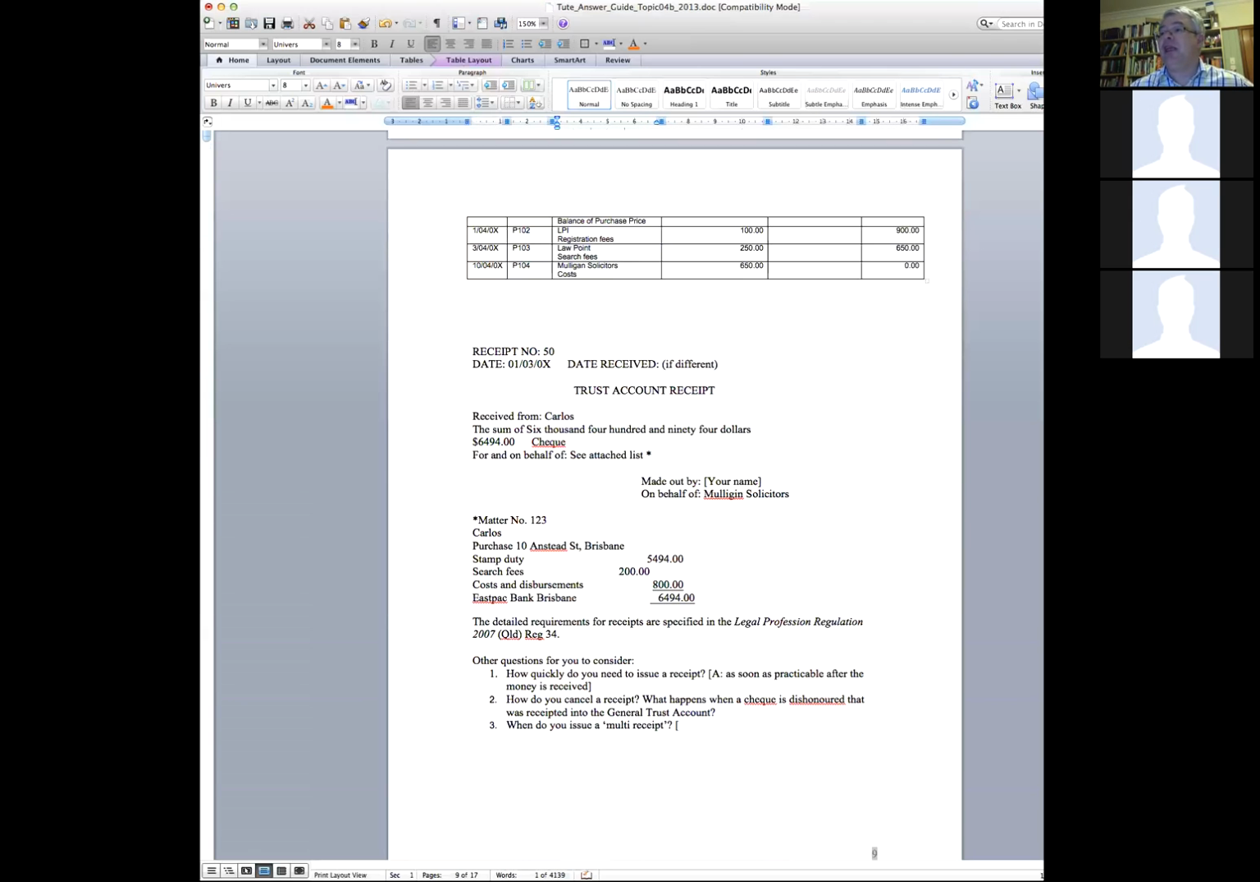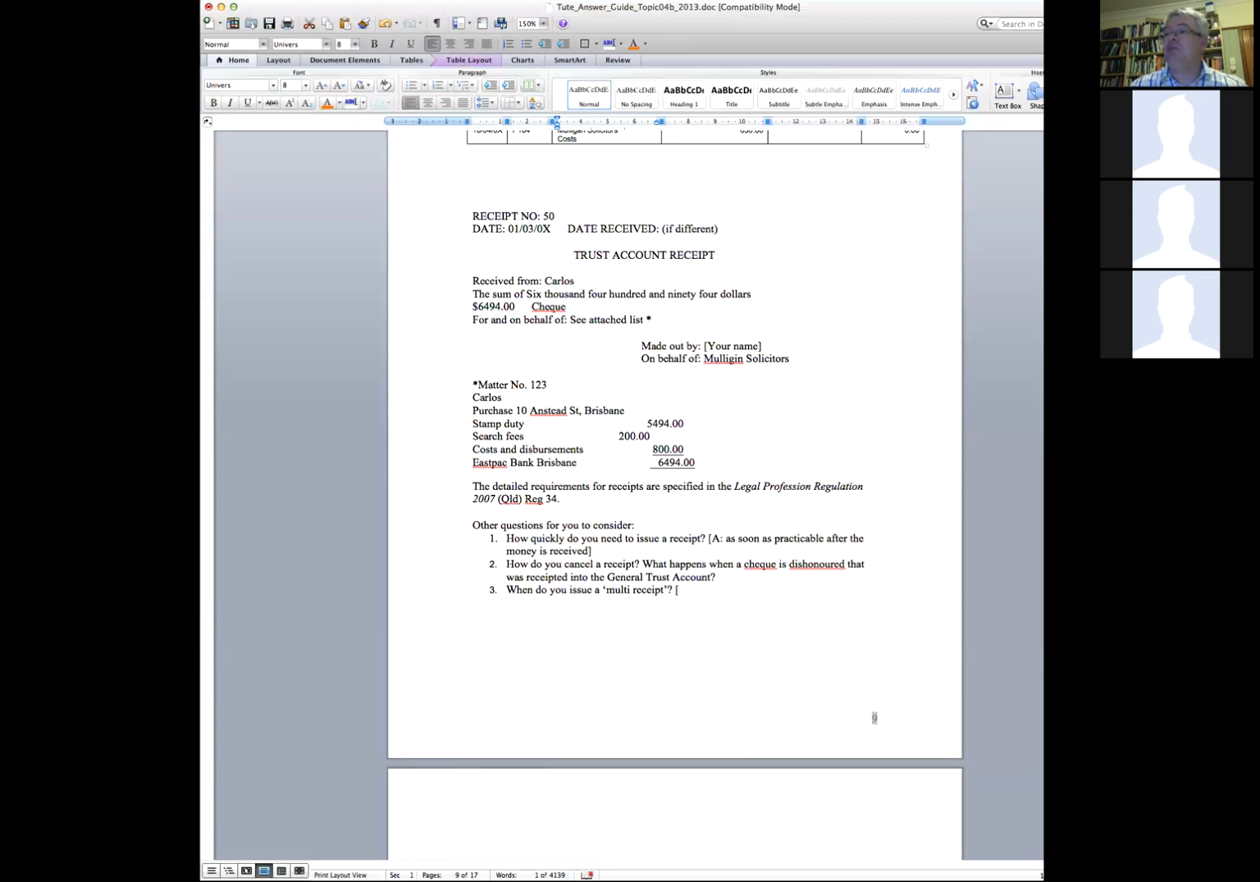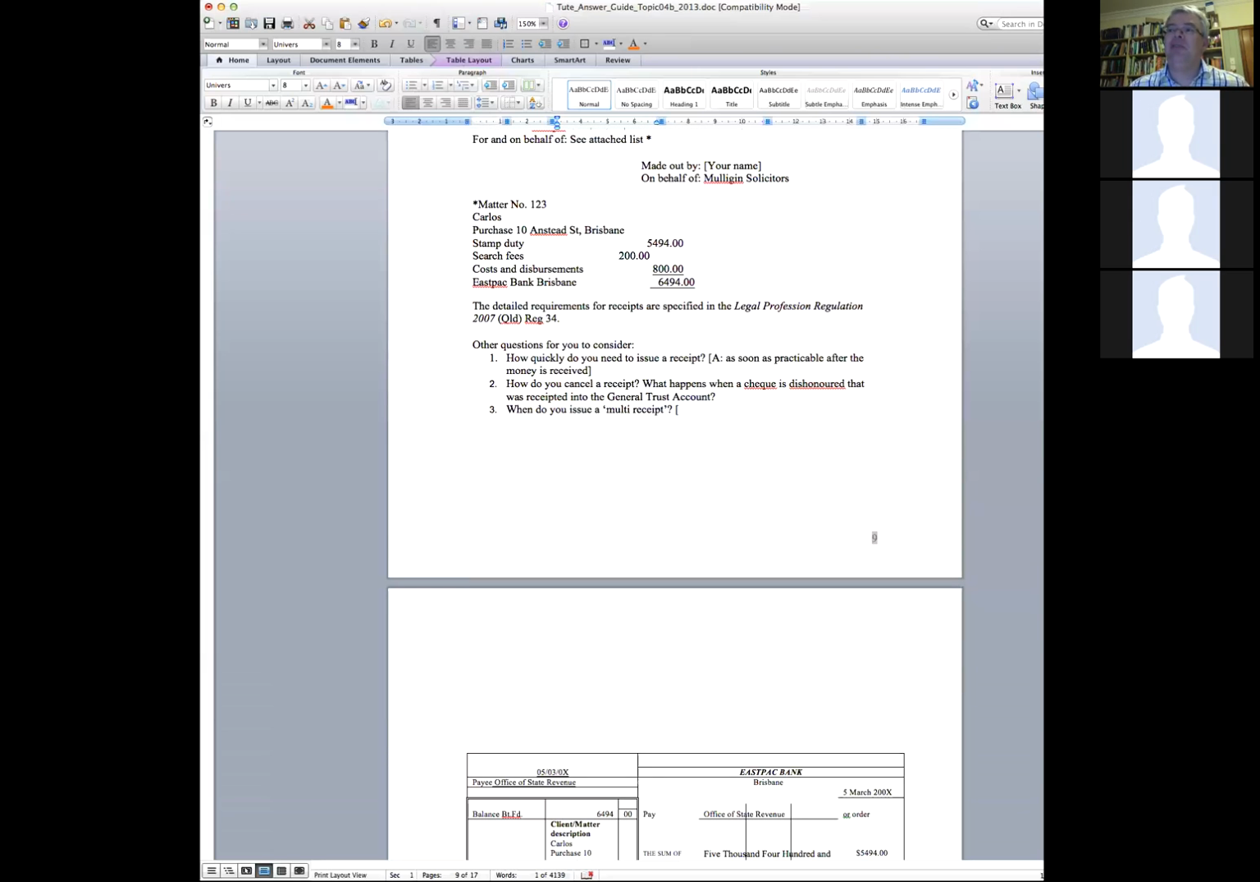Then you've just got your trust account receipt itself, just the standard format of a receipt. So all the receipt says is receipt number, the date, labeled a trust account receipt, who it's received from, in this case Carlos, the amount, you'd write it in both words and figures. The form of it was a check. If it was cash, you would have written cash. And then it's made out by the person who's actually receiving it into the trust account. Okay. And I've also listed there the detailed requirements of Regulation 34 in relation to receipts, so you understand where these things come from.